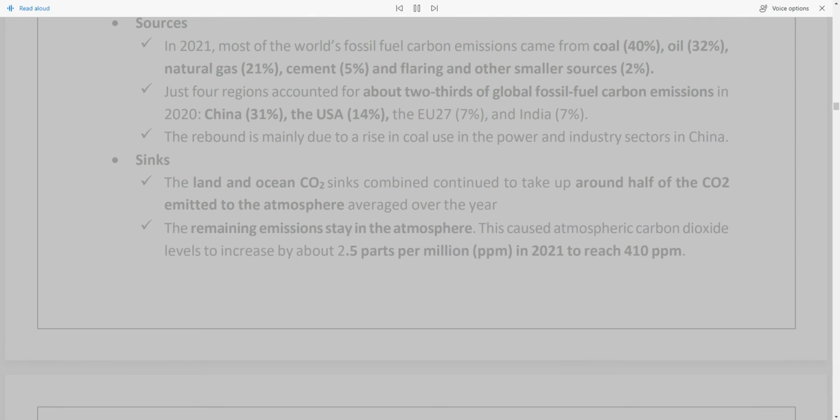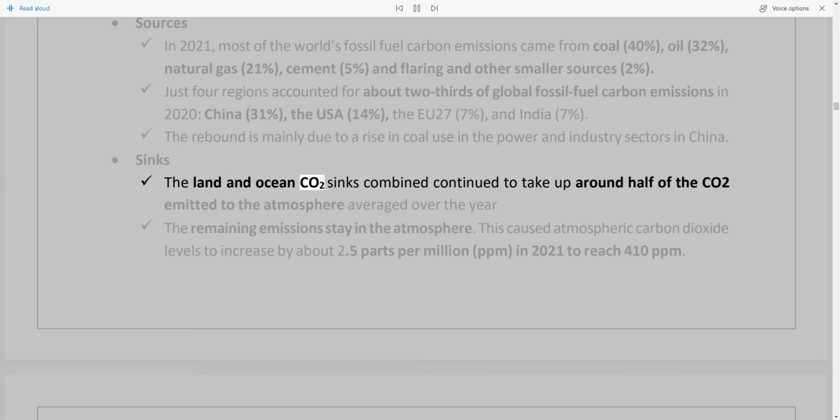Sources. In 2021, most of the world's fossil fuel carbon emissions came from coal, 40%, oil, 32%, natural gas, 21%, cement, 5%, and flaring and other smaller sources, 2%. Just four regions accounted for about 2/3 of global fossil fuel carbon emissions in 2020: China, 31%, the USA, 14%, the EU, 7%, and India, 7%. The rebound is mainly due to a rise in coal use in the power and industry sectors in China.